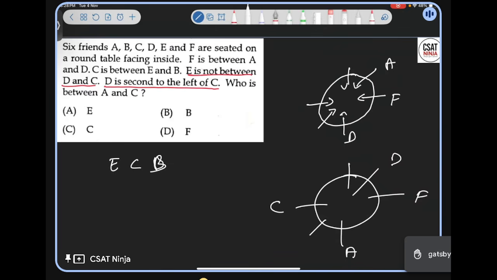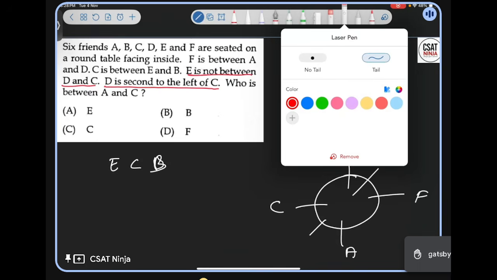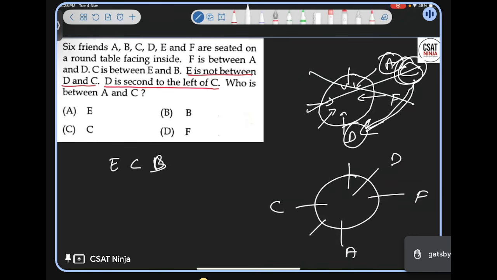If C is here, then the left side will be this side, right? So, left side of C. The question says D is second to the left of C. If this is C, first, second, which is D. So I can cancel this assumption here. Why? Because I cannot put C here. If I let D sit to the left of C, that means C should be placed here and I have A here. So this assumption is wrong. So we have this now.